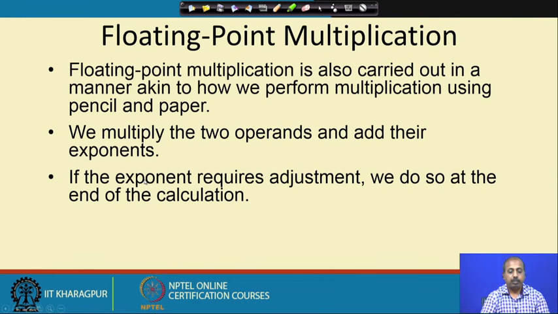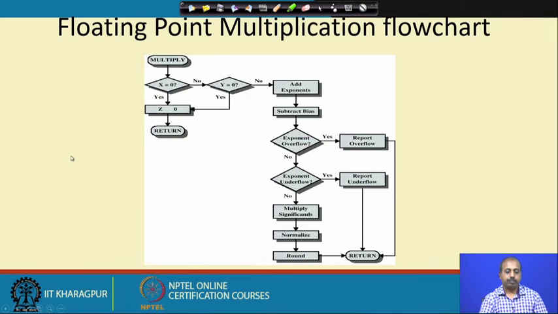In case of multiplication, we do a similar thing. This is also like the paper and pencil type of multiplication that we do. We multiply the operands and add the exponents. So, significant parts are multiplied and the exponent parts are added. If after that we see we need to do some adjustment with the exponent, we do that adjustment after the calculation. So, this is the multiplication routine.